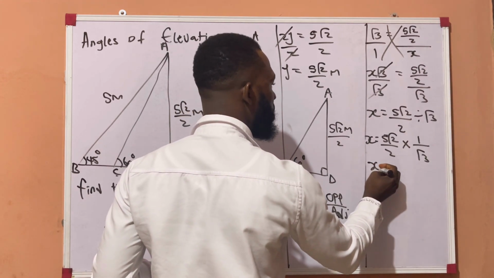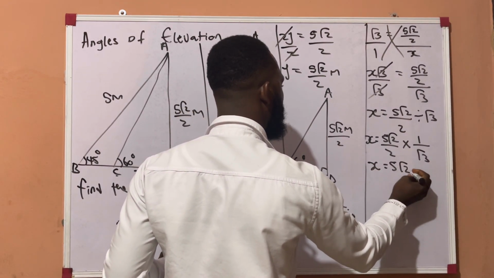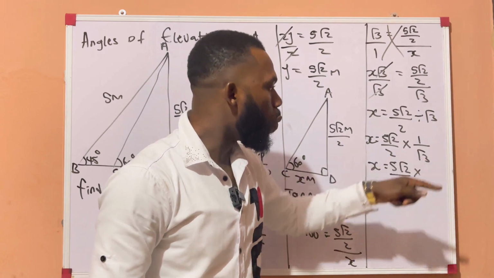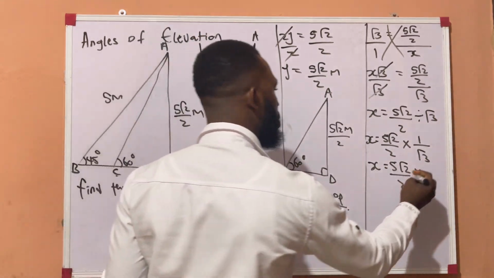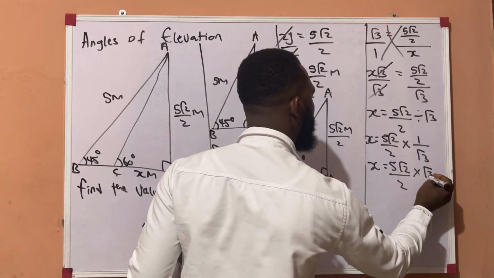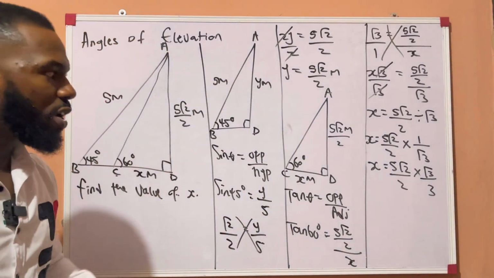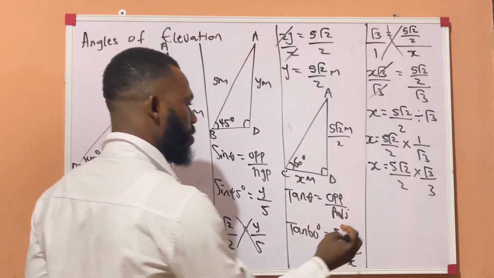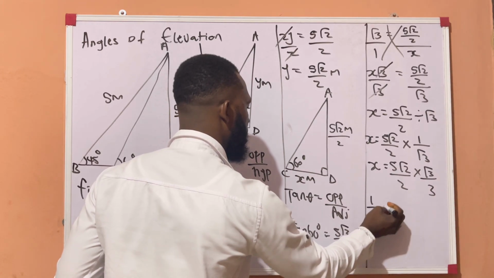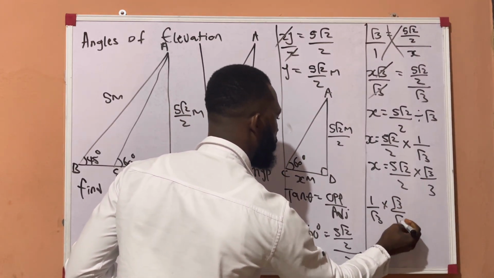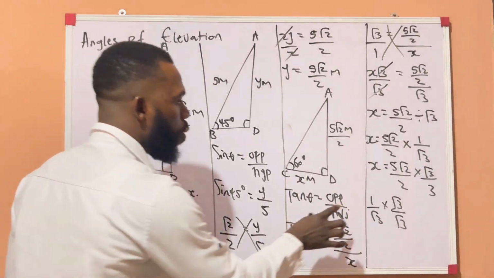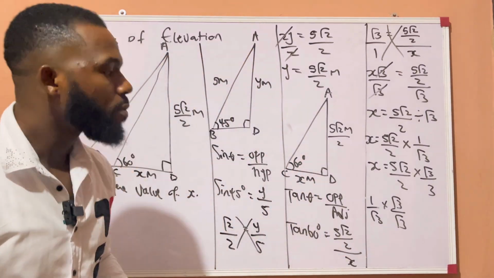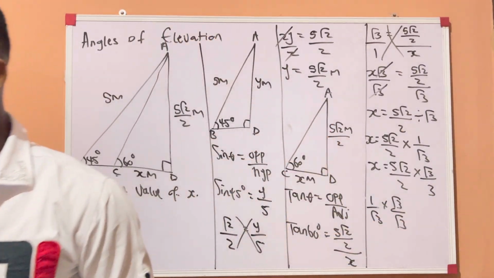x is equal to 5 root 2 over 2 multiplied by, if I should rationalize 1 over root 3, root 3 over 3. 1 over root 3, if rationalized, will give us root 3 over 3. How did I get that? If I want to rationalize 1 over root 3, it becomes 1 over root 3 times root 3 over root 3. And so 1 times root 3 gives us the root 3 at the numerator, and root 3 times root 3 gives us root 9, but the square root of 9 gives us 3, which is at the denominator.